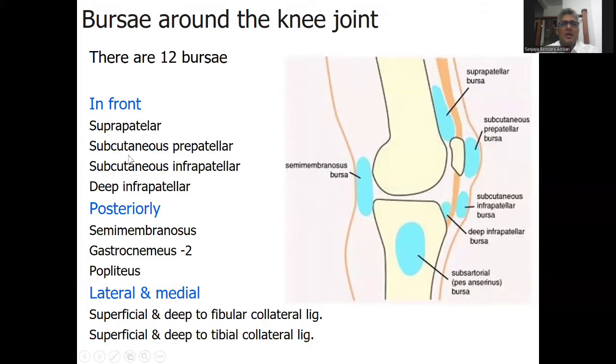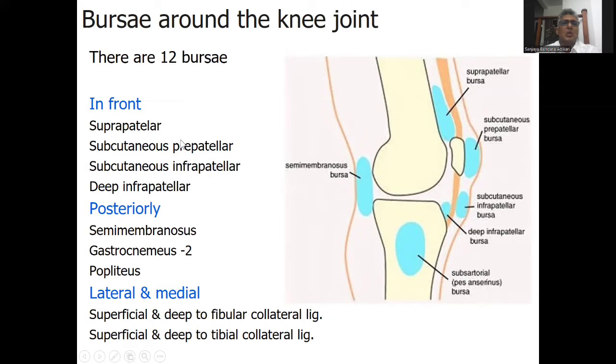A few things about bursae. Not that you have to remember the names of all these bursae, but around the knee joint there are clinical points. Some of these bursae, when they enlarge, you see as a lump in the popliteal fossa, especially this semimembranosus one, if I remember correctly. The way to remember is this: there are 12 bursae around the knee joint. 4 are in front, 4 are behind, and 4 on the sides, 2 on the right side, 2 on the left side. So 4 into 3 is 12.